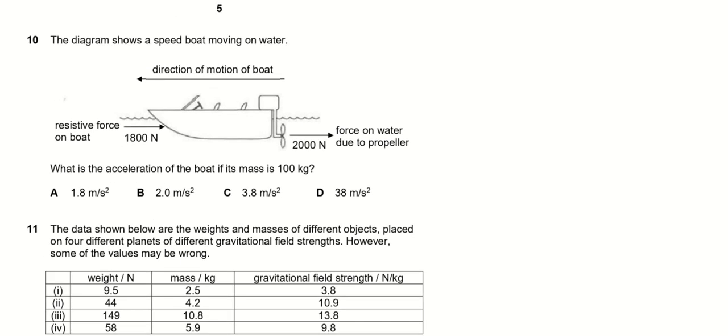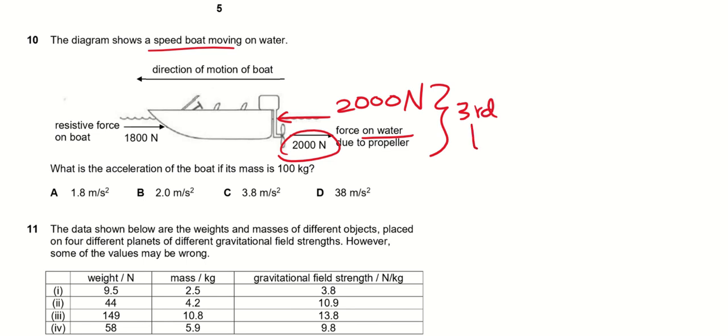Okay, question 10, they show a speedboat moving on water, so there are a few forces acting on it. The force on water due to propeller is 2000 Newton. That means the force is acted on water due to the propeller. Therefore, the water is pushing back with a force of 2000 Newtons, right? Because the propeller pushes water, water pushes propeller, and this is our Newton's third law.